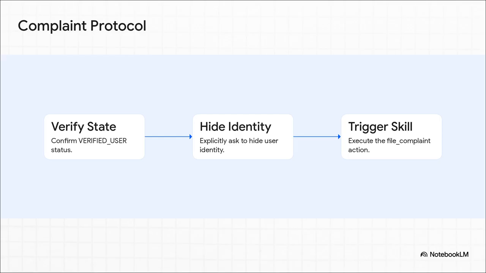The console logs show that if a verified user files a complaint, the agent absolutely must explicitly ask whether you'd like your identity hidden before it even triggers the file complaint skill. It's protecting the citizen's anonymity by design. Only after that privacy check is clear does it move to step 3 and actually execute the task.